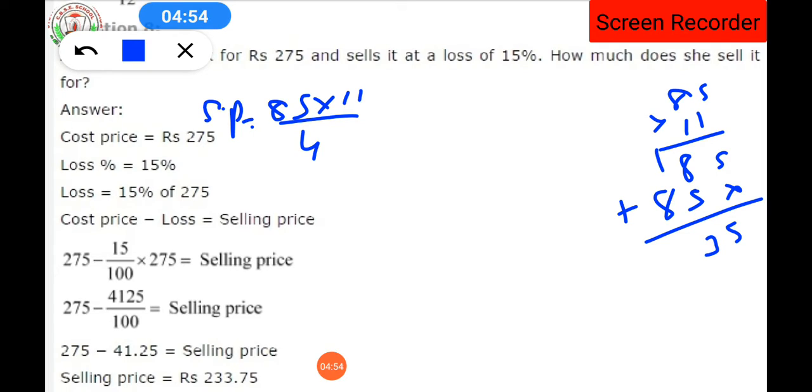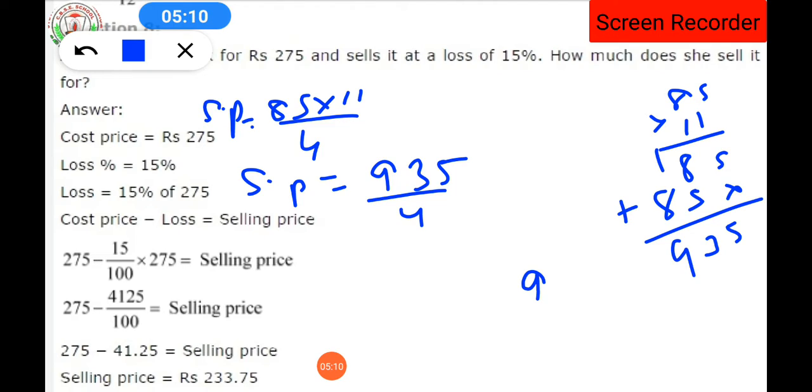8 ones are 8, 13, 1 carry 9. So here SP is equal to, what number are we getting? The number is 935, which we have to divide by 4. So let's see, we are going to divide by 4. So 935 divided by 4.